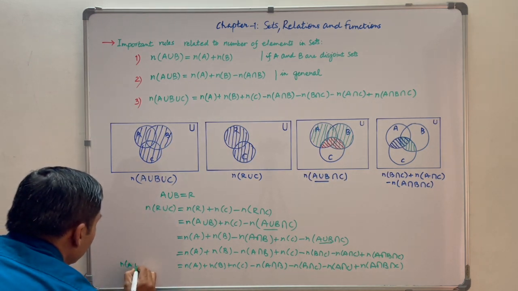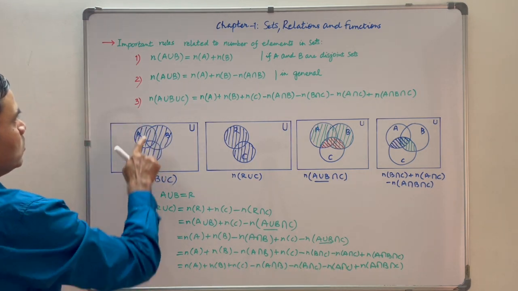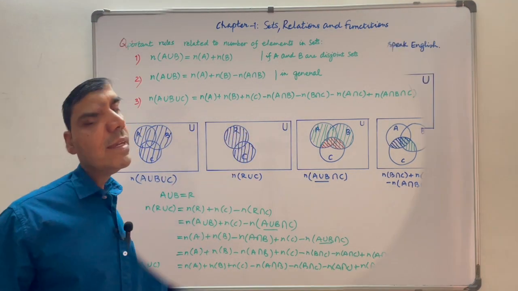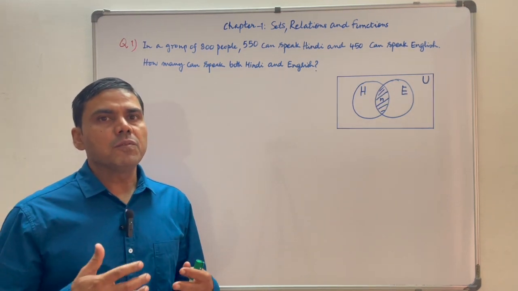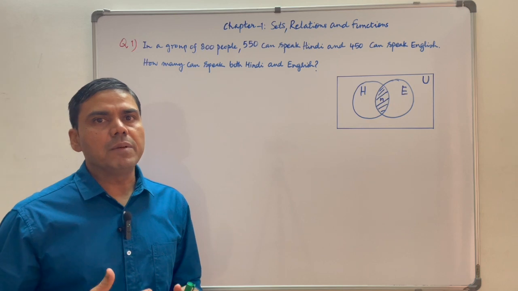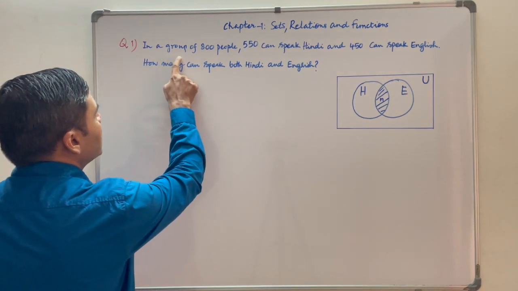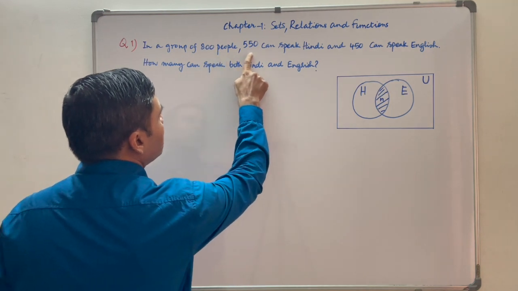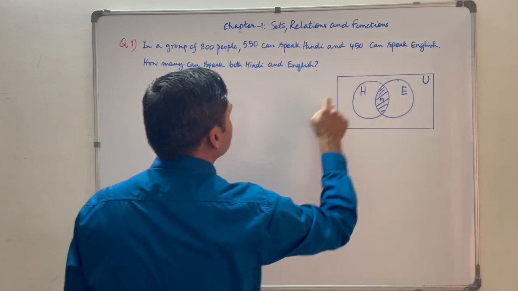So n(A union B union C) is equal to this. So this is what the third formula is. Now let us see some practice questions. I have taken these questions from Mathematics for Class 11 by Dr. R.D. Sharma. First question is, in a group of 800 people, 550 can speak Hindi and 450 can speak English.